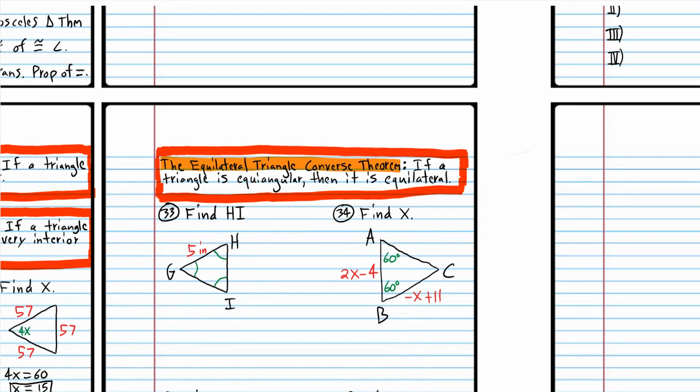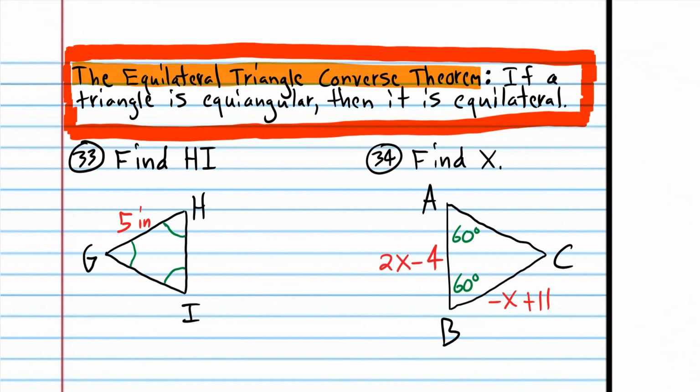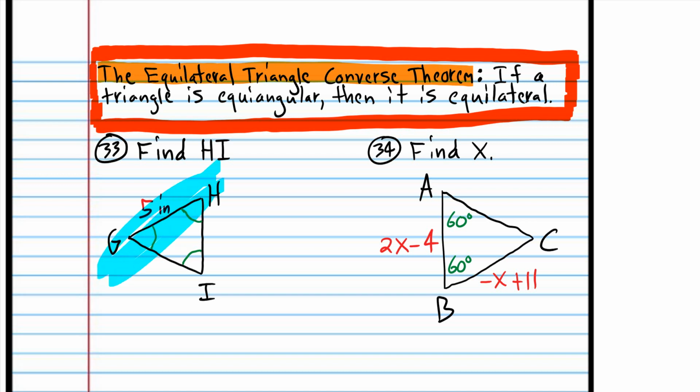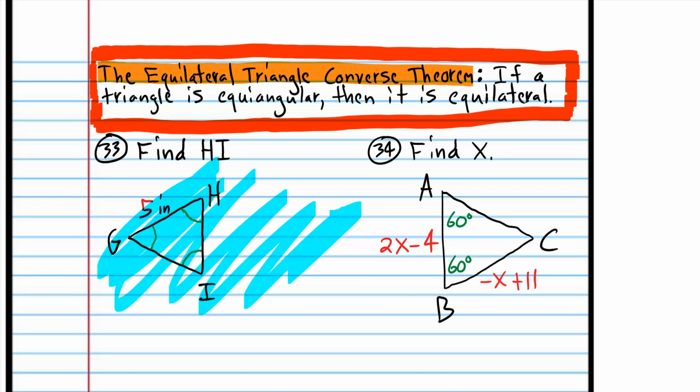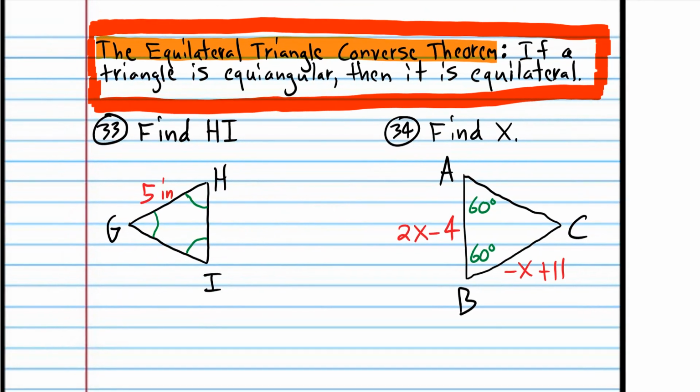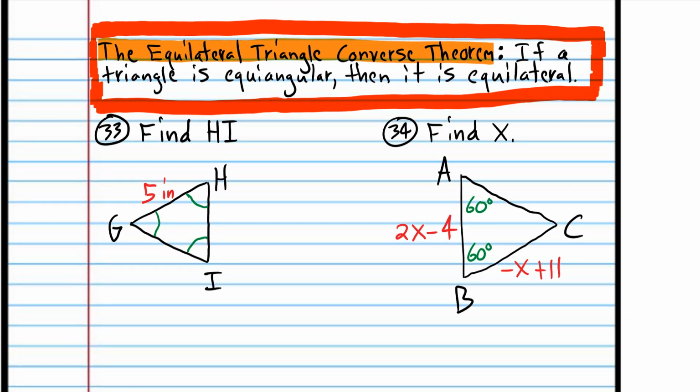All right, so now we go to the equilateral triangle converse theorem. So if a triangle is equiangular, if we know the angles are the same, then we know it's equilateral, meaning all the sides must be congruent. So we have all the sides congruent here. So that we have all the angles are congruent, so that proves that all the sides must be congruent. So obviously HI must be 5 inches.